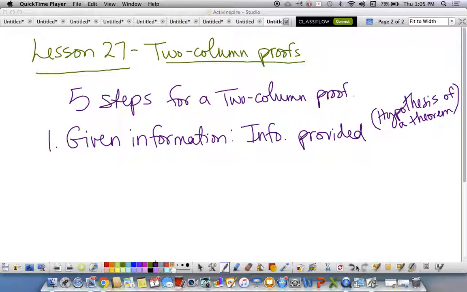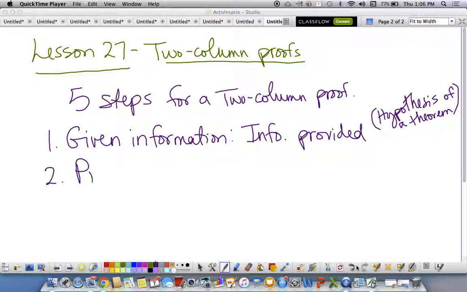The given information, if two lines are cut by a transversal, and the if part, the hypothesis, is the information that's not going to change. It's the information that is given to you. Most all the time, they'll give you the given information. There is a time that they don't, and you have to just take it out of the theorem.